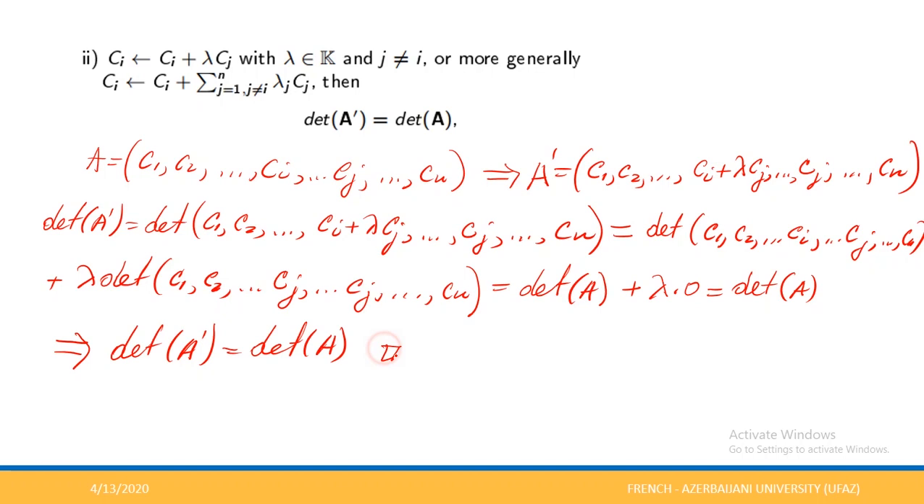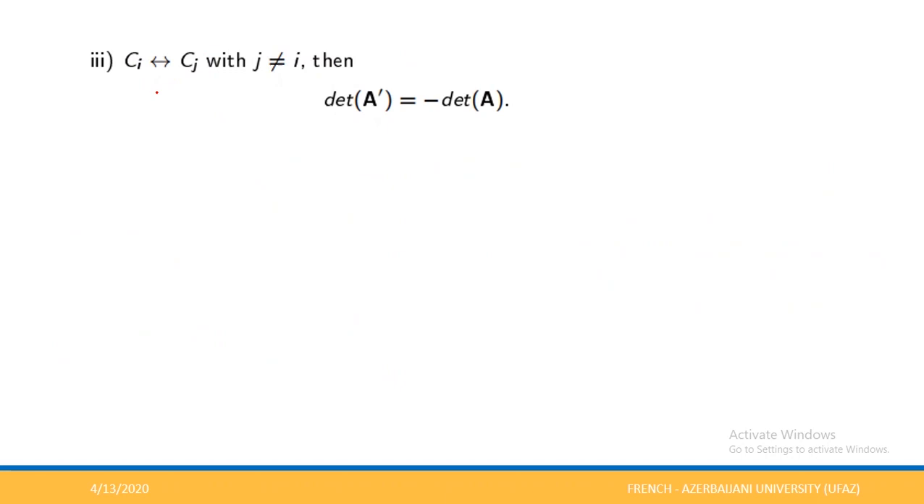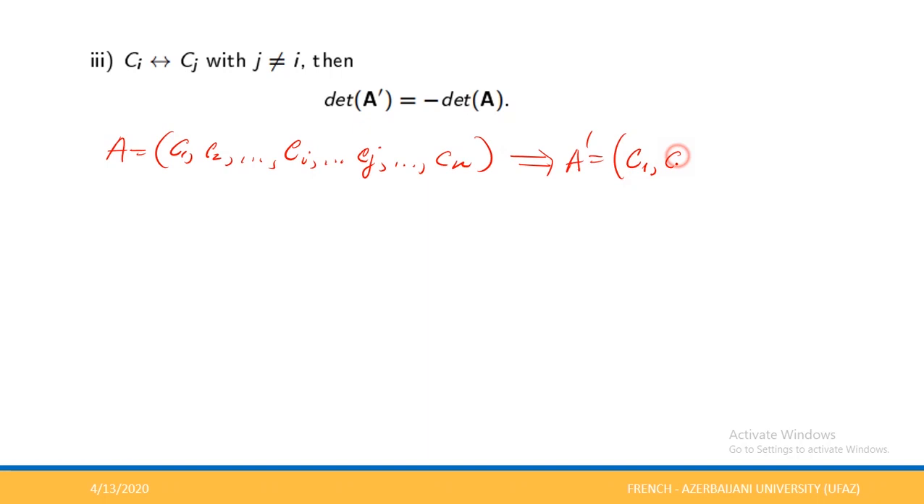Let's look at the third one. Here, in order to get the matrix of A prime, we swap the ith column and the jth column. Our matrix A is this: C1, C2, Ci, Cj, Cn. Then A prime will be this: C1, C2, we swap the ith column and the jth column, so it will be Cj, then Ci, and the last one will be Cn.